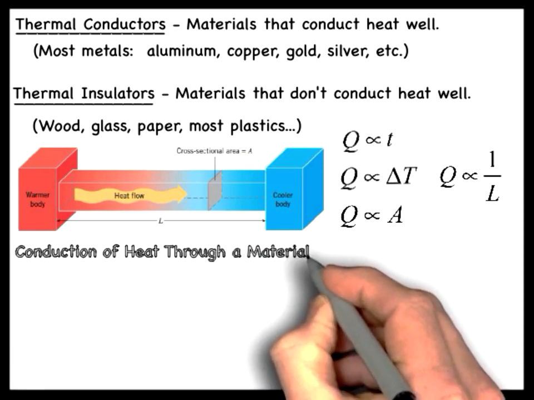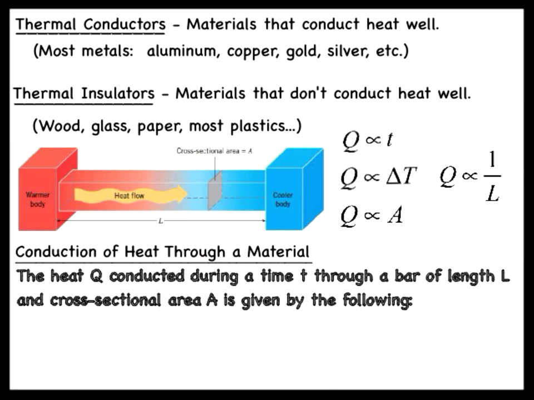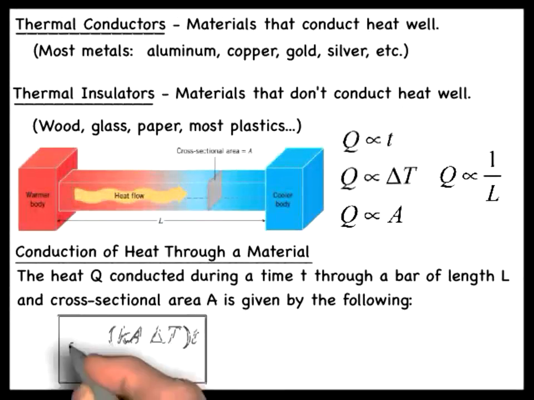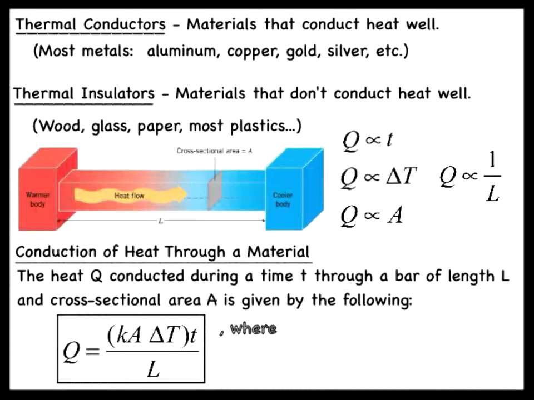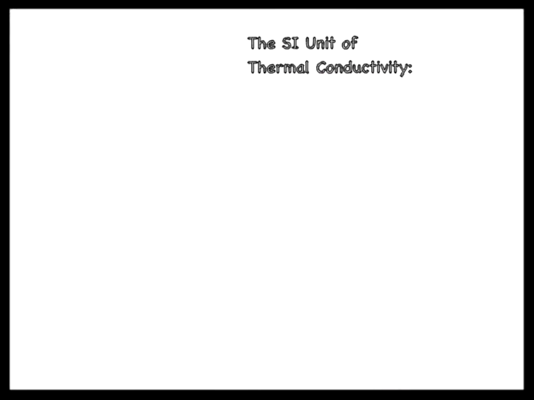The heat Q conducted during a time t through a bar of length L and cross-sectional area A is given by the following, where delta T is the temperature difference between the ends of the bar and K is the thermal conductivity of the material. The SI unit of thermal conductivity is joules per second per meter per Celsius degree. Since the SI unit of power is the joule per second, or watt, the thermal conductivity is also given in units of watts per meter per Celsius degree.